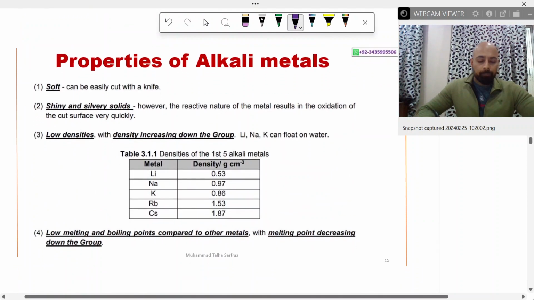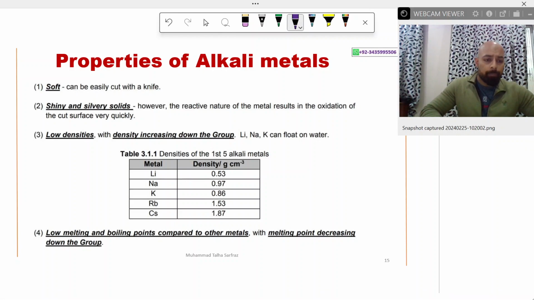Alright, so alkali metals are quite different from typical metals. Okay, as you know. They are quite soft. The first thing you should remember about them is that they are very soft. They can easily be cut with a knife. For example, you have a piece of sodium over here, right? So you can easily cut it with a knife. You can break it down into 2 parts.